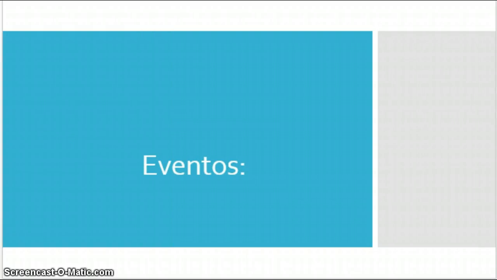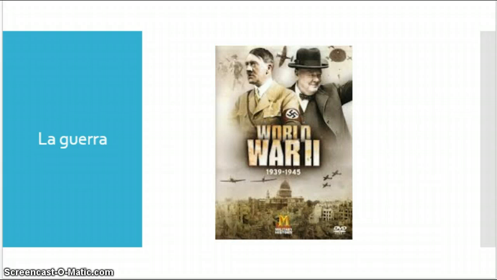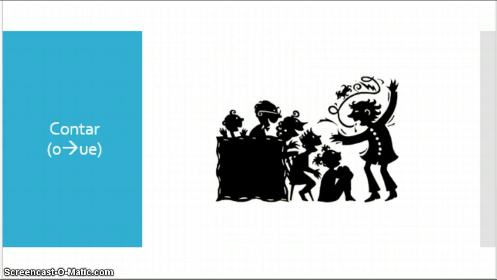Eventos. In the stories, there are many events, so tenemos la batalla. La batalla significa battle. La guerra is the war, so we have many battles within a war. Casarse. We might have our characters get married as part of our legend. So casarse significa to get married. Contar significa to tell. Un cuento is the word for story. So often stories started off before we had paper, pencil, writing. Often our stories started off orally, so they were spoken word.